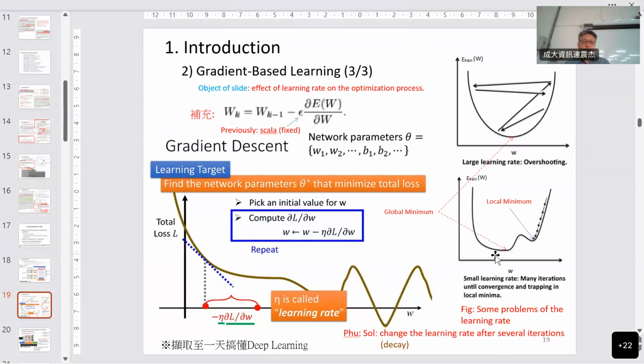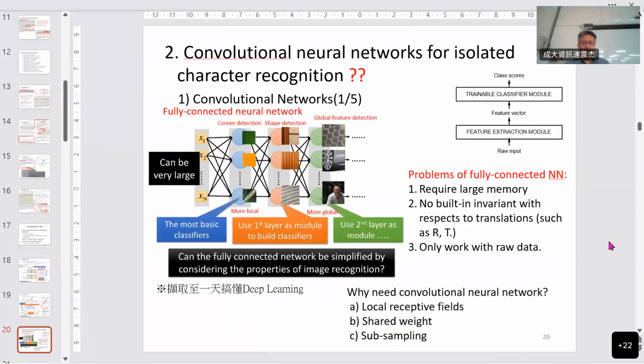So the purpose is to find the global minimum, using the gradient descent method to find the parameters W and B, with this learning rate. Here we would like to introduce the net. We would like to introduce something about convolutional neural networks. One is local receptive fields. Second, shared weights, and third, subsampling.